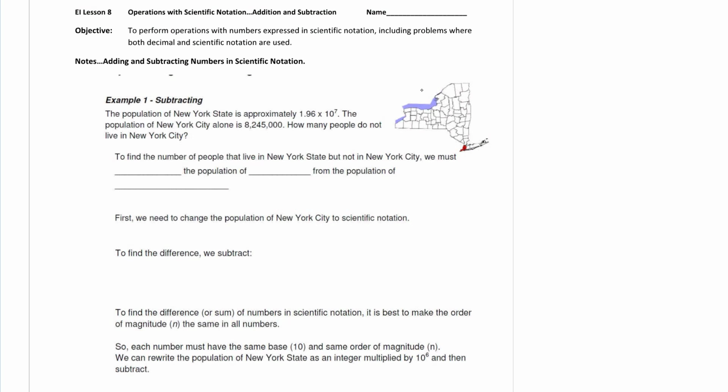Alright, here we are with EI Lesson 8, Operations with Scientific Notation. We're talking about addition and subtraction this time. You will probably want to take notes on this video if you are taking notes for the first time. Our objective is to perform operations with numbers expressed in scientific notation, including both decimal and scientific notation usage. We're going to perform operations such as addition and subtraction.